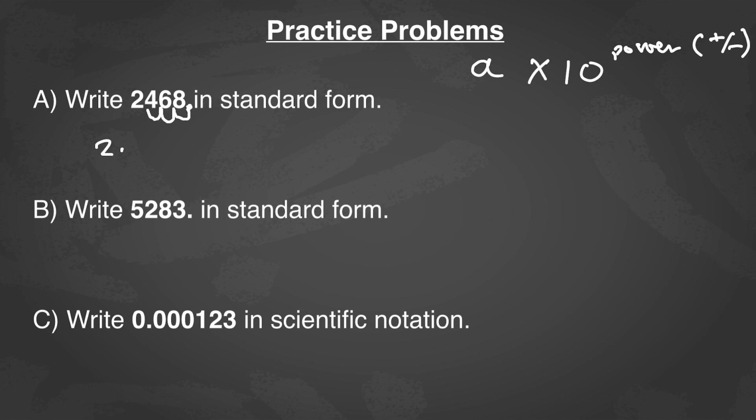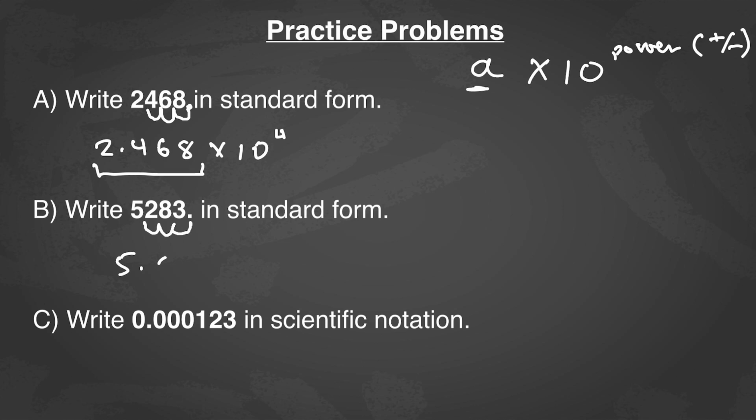So we can rewrite this number as 2.468 times 10, and we've moved the decimal 4 times to the left. Therefore, it's going to be positive. So I say to the 4th power here, right? And guess what? This 2.468 is between 1 and 10, right? For B, they've actually made our lives easy. They've already put the decimal place for us. So move it 1, 2, 3.